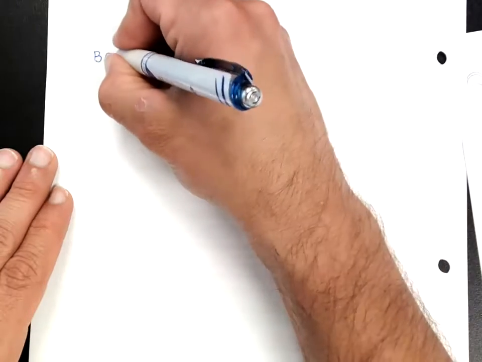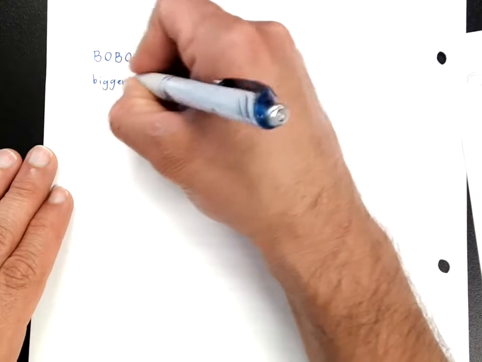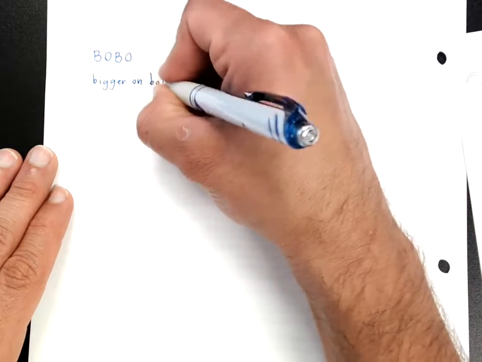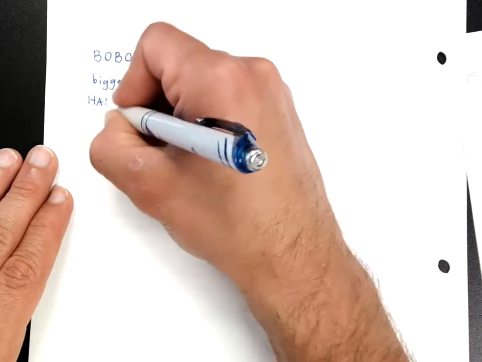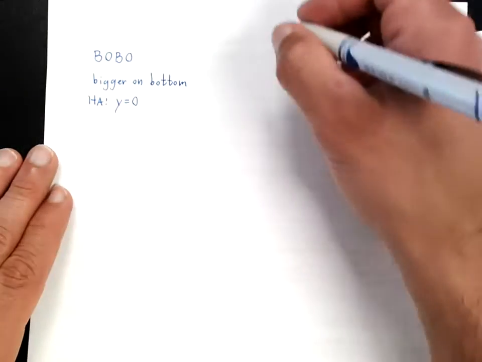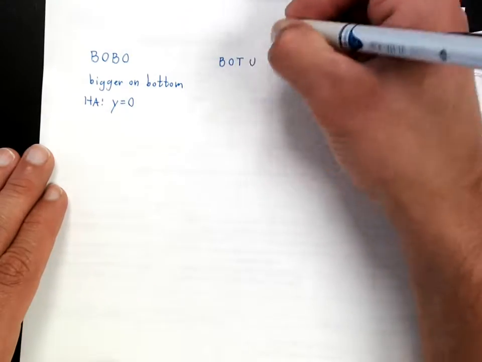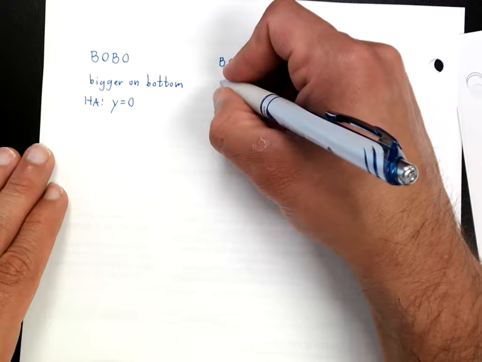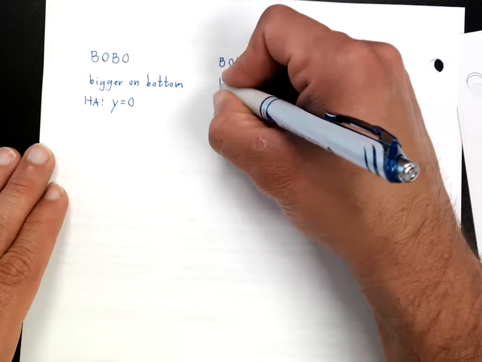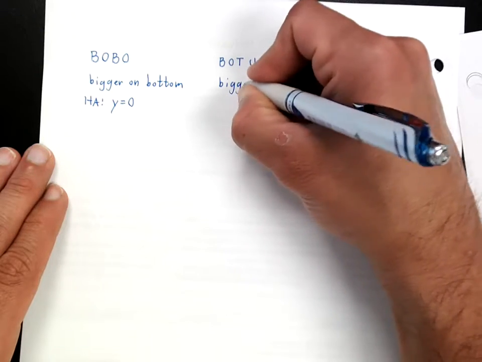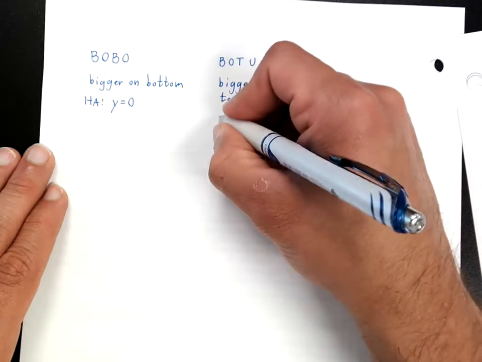So again, Bobo would mean bigger on bottom. The horizontal asymptote would be y is equal to 0. Bo2, which would be bigger on top, would be undefined.